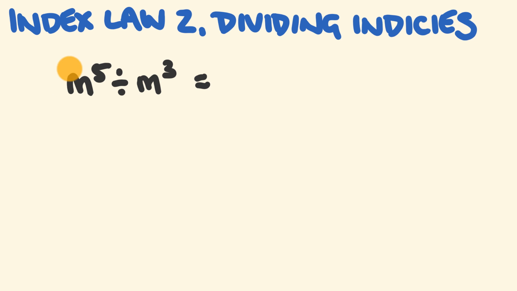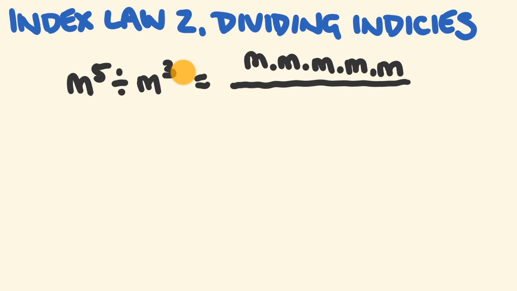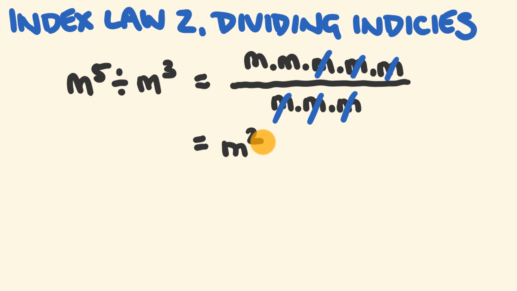So we could rewrite this out where we have m to the power of 5, which is m multiplied by m 5 times, and all of this would be divided by m to the power of 3, so m multiplied by itself 3 times. So there you go, m to the power of 5 divided by m to the power of 3. Now we can go through and cancel these out. So we have an m here, and that cancels out this m here. This m cancels out this m cancels out this m, and it leaves us with our answer here, which is equal to m to the power of 2.